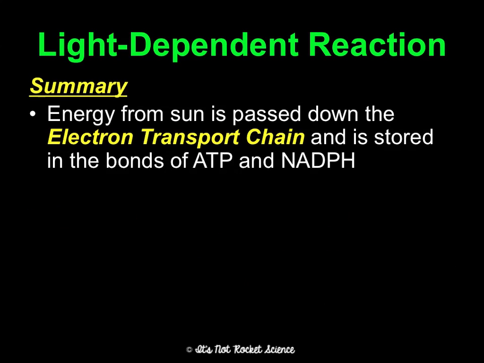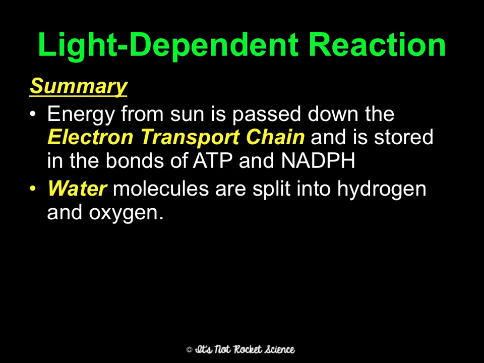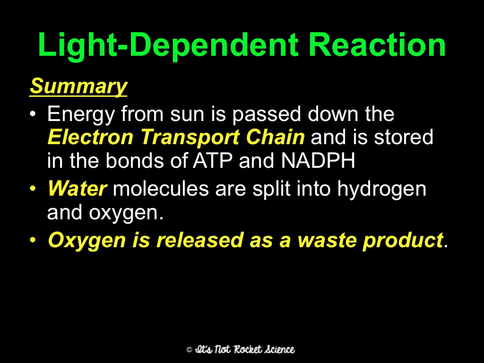Alright, so basically the summary is that energy from the sun gets passed down this electron transport chain. And as it's passed down, it gets stored in the bonds of ATP and NADPH. Water also gets split into oxygen and hydrogen. And at the end of this, it releases oxygen as a waste product. So oxygen is one of my products. It gets made in this step. It's not really on purpose. It just kind of happens.